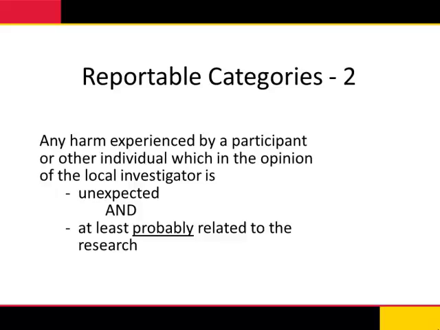Reportable category number 2, any harm experienced by a participant or other individual which, in the opinion of the local investigator, is unexpected and at least probably related to the research. So what do we mean by unexpected? Its severity and specificity are inconsistent with what is currently in the IRB approved protocol or in the investigator's brochure. Probably related, again in the opinion of the investigator, means that the research procedures were more likely than not to be what caused the harm to the research participant.